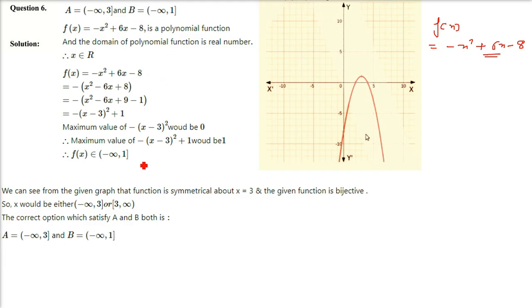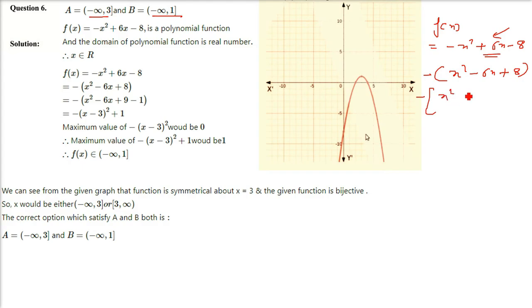We have to first find out, because it's all about A and B, the correct option which satisfies a condition. So f(x) is negative x square plus 6x minus 8. A is going from negative infinity to 3. B is going from minus infinity to 1. Let us first make this function in a way so that we can draw a graph easily. We will make it a perfect square. I will take a negative outside because x square has to have a positive value inside. So negative outside, x square minus 6x plus 8.